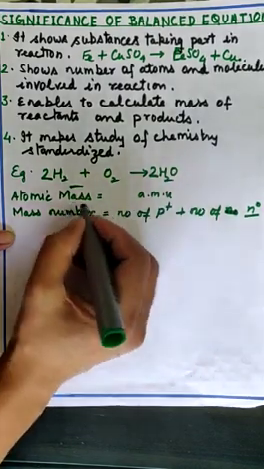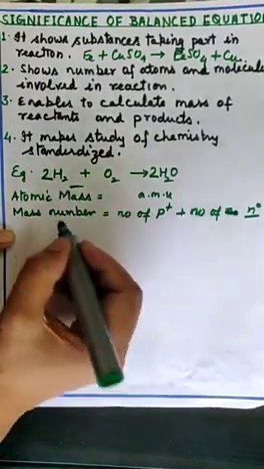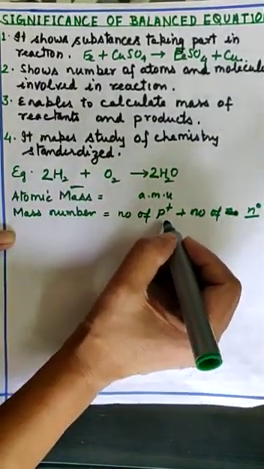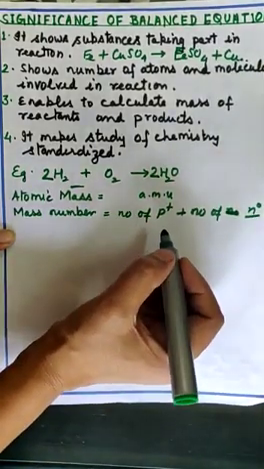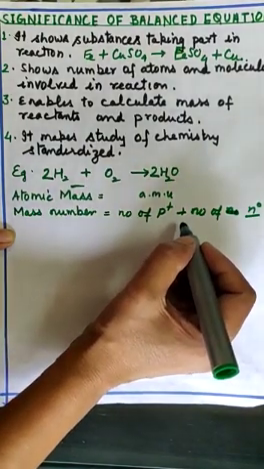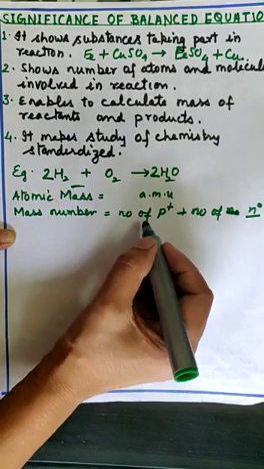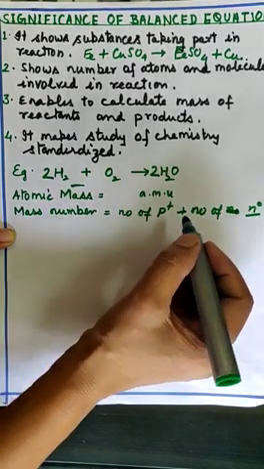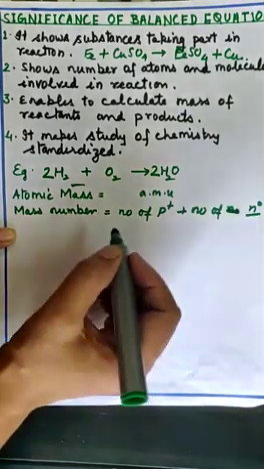So, mass of an atom expressed in AMU is called atomic mass, whereas the sum total of the number of protons and the number of neutrons present in the nucleus of an atom is said to be the mass number of that element. You know, all the atoms of one element are alike and they have the same number of protons and the same number of electrons and mostly the same number of neutrons as well.